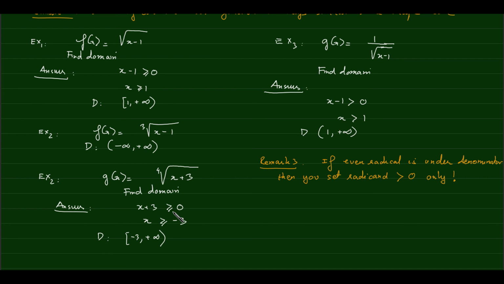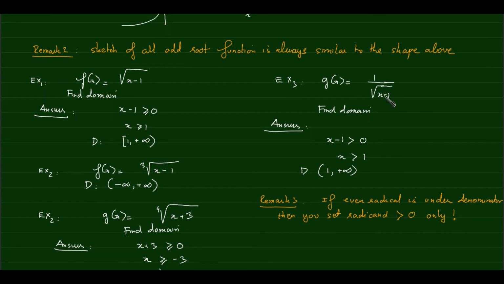However, for the function g(x), if the radical is under the denominator, you're going to set the radicand greater than 0 only, instead of equal to 0. Why? Because you cannot put 0 on the denominator. If it's 0 on the denominator, you cannot define it. So the domain is from 1 to infinity in this case, not including 1, because if x is 1 over here, then 1 minus 1 is 0, the square root of 0 is 0, and you cannot divide by it.